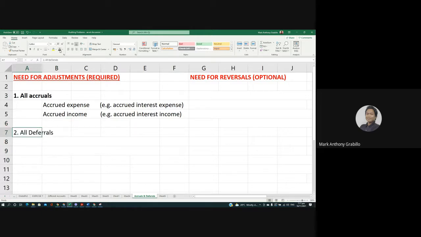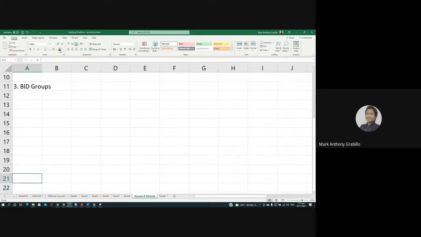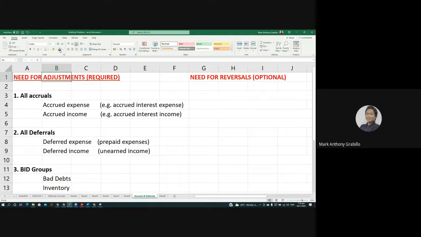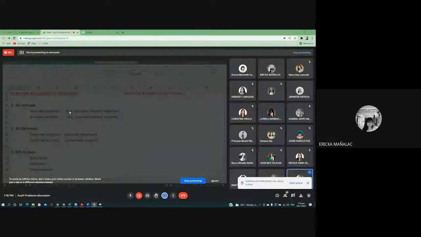Second one is all deferrals. Ano naman yung mga deferrals na yon? We have the deferred expense, also known as prepaid expense, and deferred income, also known as unearned income. Meron din tayong tinatawag na bid groups. Ano naman yung bid groups na yon, class? Bid group stands for bad debts, inventory, and then depreciation. So ano yung mga need for adjustment? All accruals, all deferrals, and then the bid groups. Nakukuha po ba? Nagigets po ba, class? Yes po.